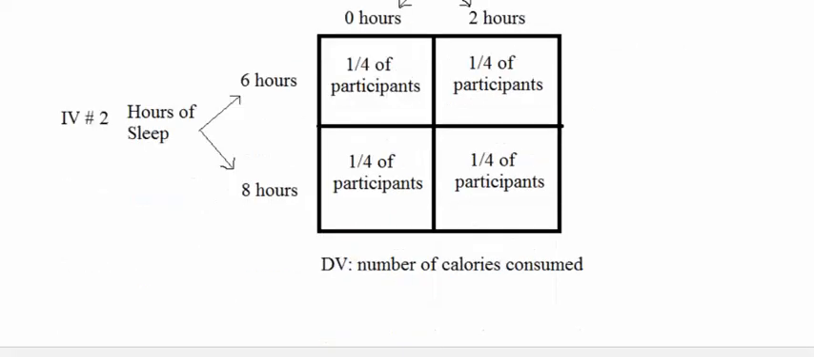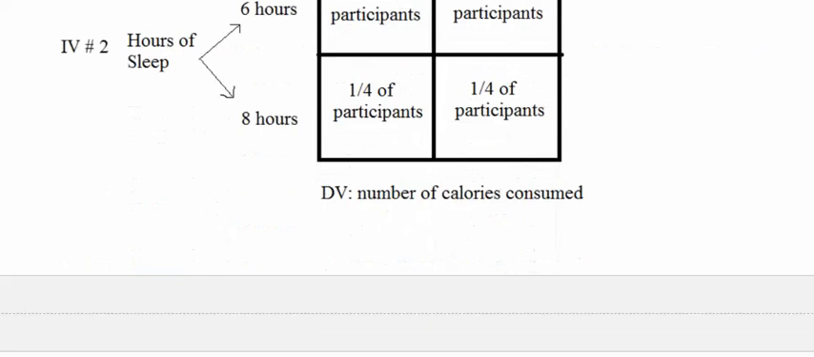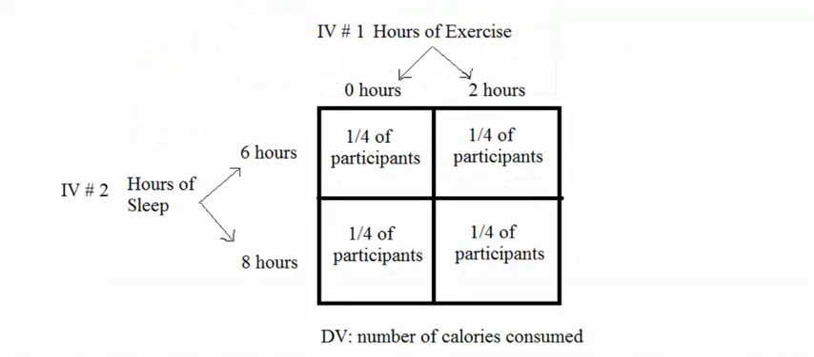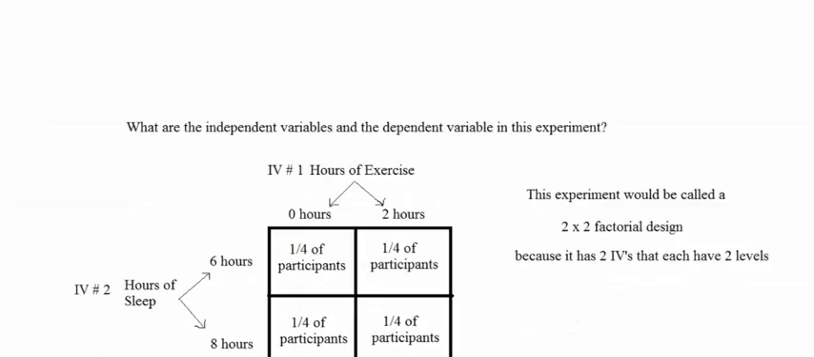Just like in any other experiment, the variable that's being measured or recorded to reach a conclusion is the dependent variable. So in this case, if the researcher is comparing these groups on how many calories they're eating or consuming, and the researcher is measuring each person's calorie consumption, then that's the dependent variable. It's number of calories consumed.